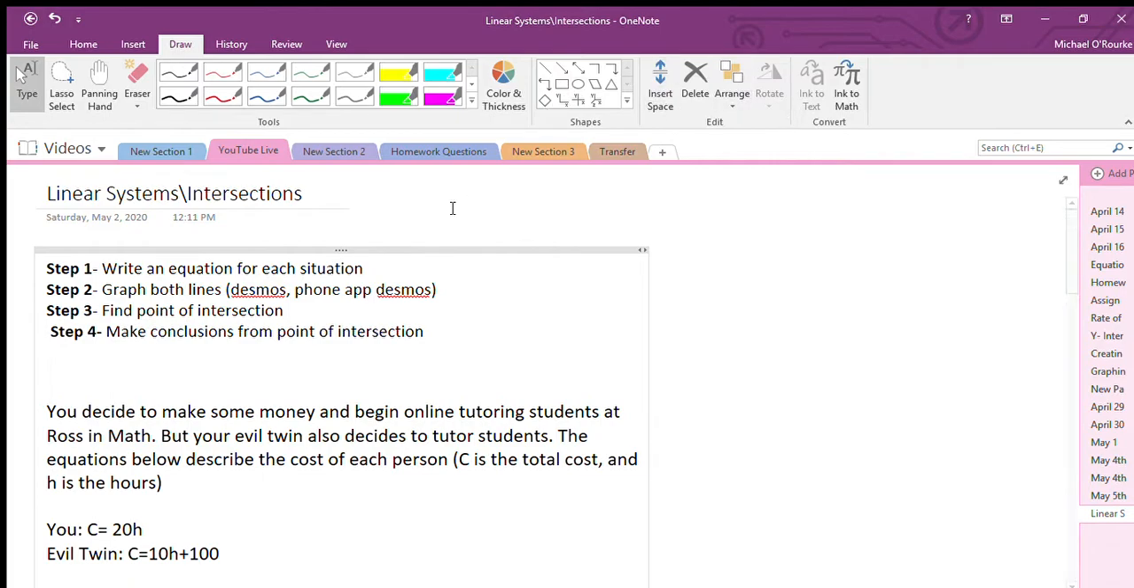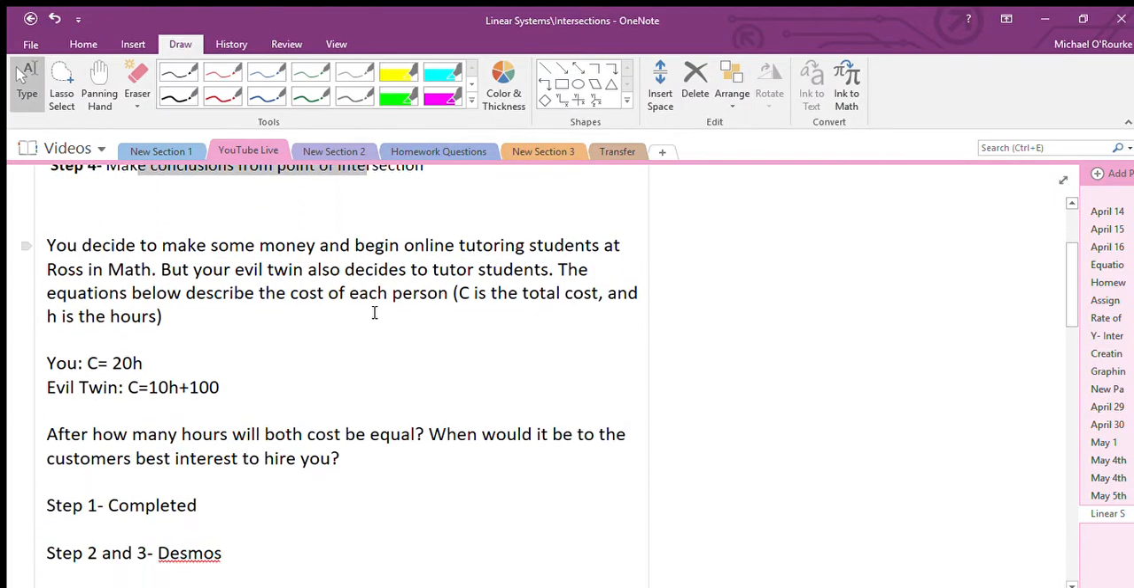So your steps are: write two equations, for the two things that you're presented with. Graph both lines. Today we're going to use Desmos. Desmos also comes with a phone app. Find the point of intersection between the two, then make conclusions from the point of intersection.